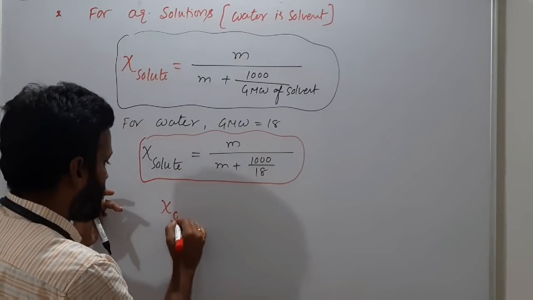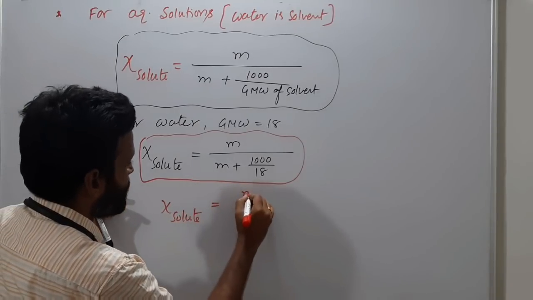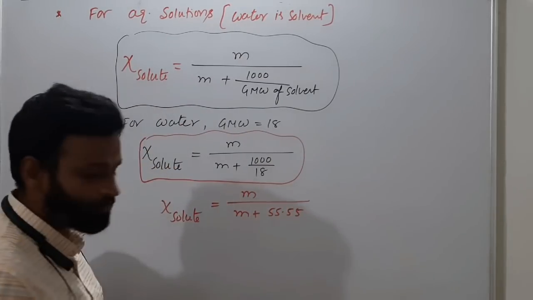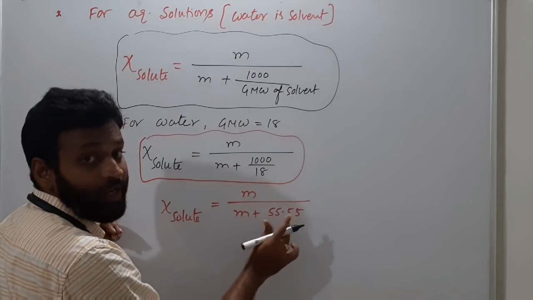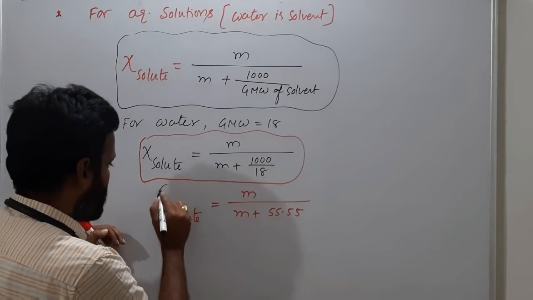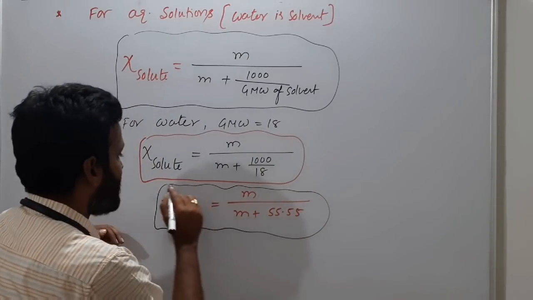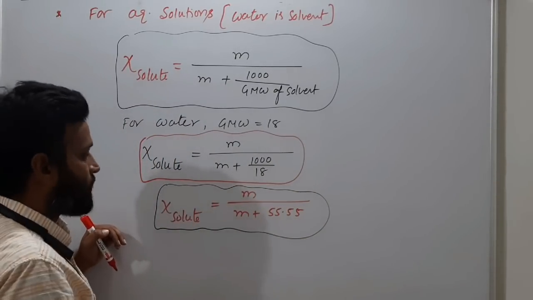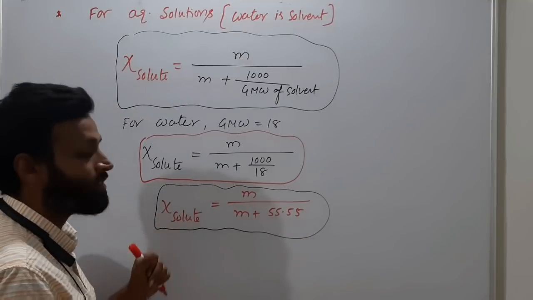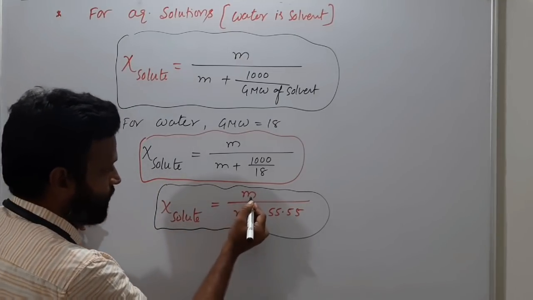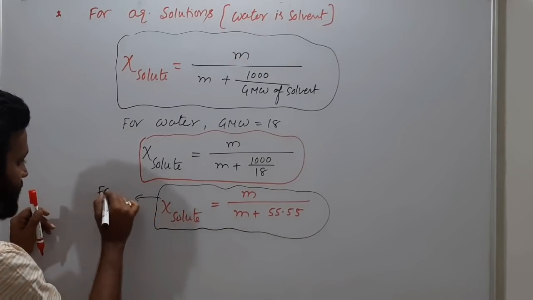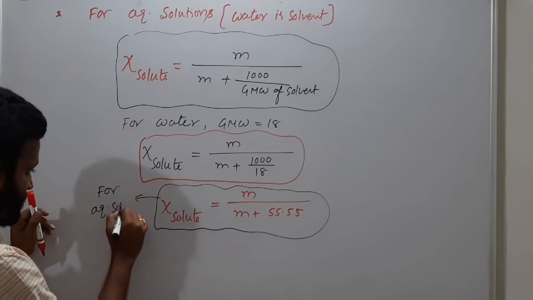For more simplification, mole fraction of solute is equal to molality by molality plus 55.55. 1000 by 18 gives 55.55, which is the molarity of water also. So this is an important relation. Finally you have a simplified relation for aqueous solutions. What is the mole fraction of solute by giving molality? Mole fraction of solute is equal to molality by molality plus 55.55, and this is exclusively for aqueous solutions.